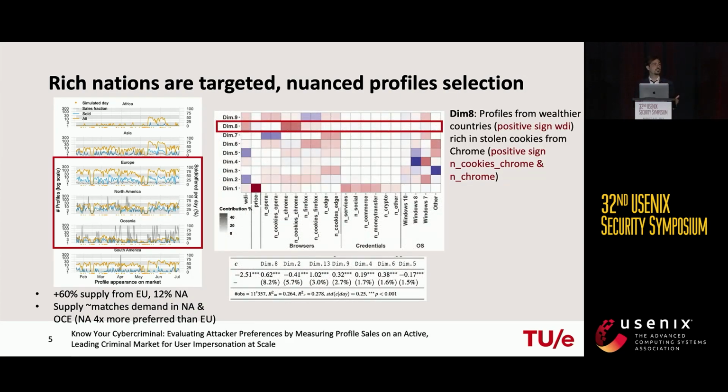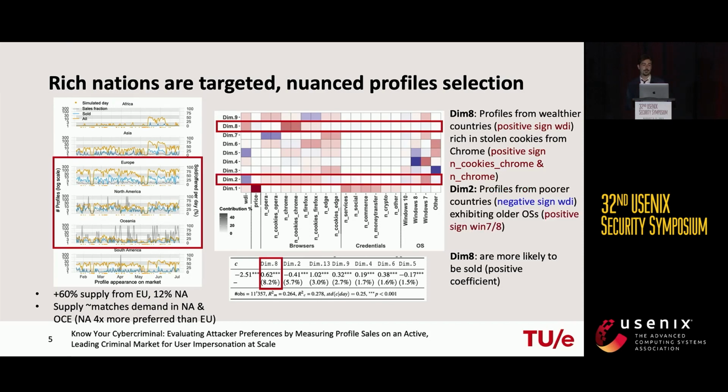So there is a strong preference for those profiles. And when looking at the transformed data, recall what I said before: dimensions are basically classes of profiles that share common characteristics. For example, for dimension 8, profiles originating from richer countries tend to be richer in cookies originating from Chrome and are more likely to be sold. This is the model. The positive coefficient says that those profiles are more likely to be sold, while conversely, profiles that originate from poorer countries having older OSs are less likely to be sold.